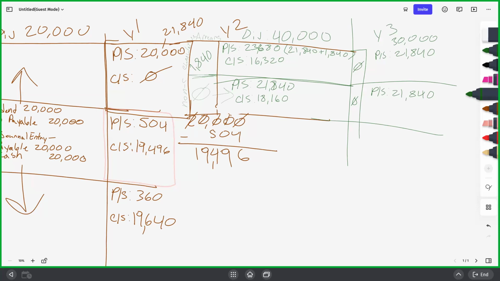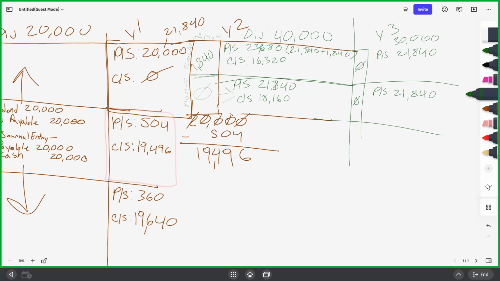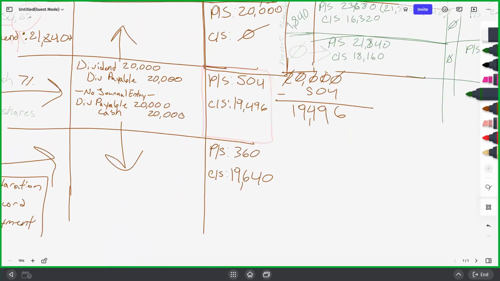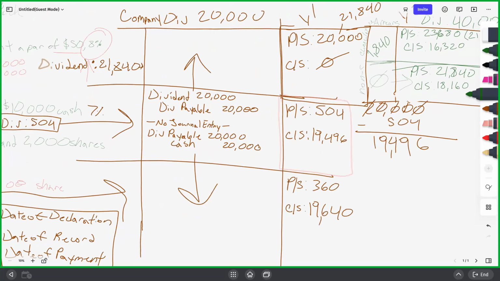So, besides that, ignoring cumulative and non-cumulative, does this make sense? Yes. Cool. All right. So, we're going to backtrack a little bit.